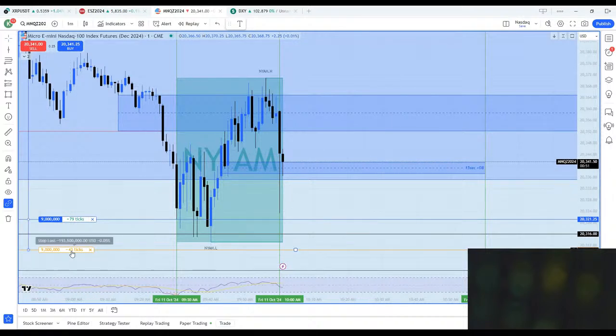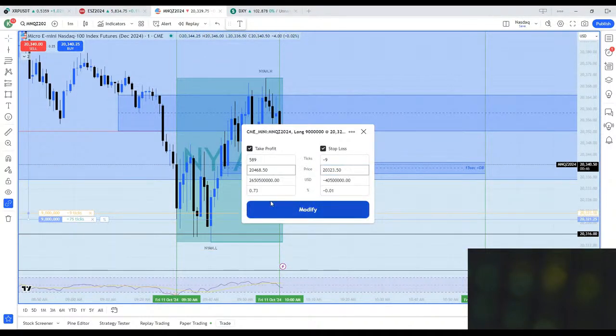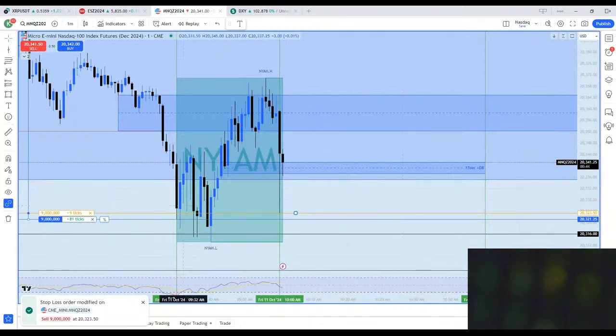I'm actually gonna move my stop loss up here, just in case I am wrong, it'll stop me out in profit.